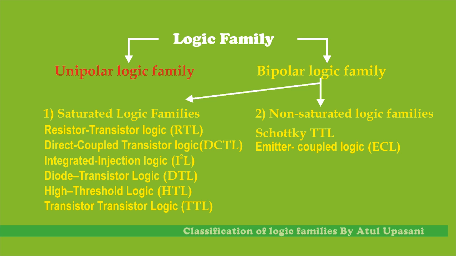Along with the transistor, these logic families use resistors and diodes also. According to the combination of the components used, these are classified into four more types. They are called resistor transistor logic, direct coupled transistor logic, integrated injection logic, and diode transistor logic. In resistor transistor logic, only resistors and transistors are used to construct the gate.